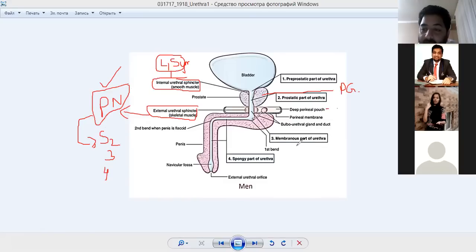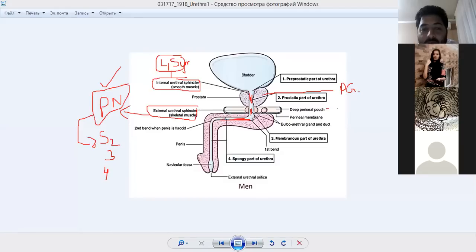Now see here. This is the prostatic part of the urethra. This is the membranous part of the urethra. And this is the spongy or bulbous part of the urethra. Okay, and if you see here, these are the bulbourethral glands. The bulbourethral glands are present in the deep perineal pouch, but their ducts open into the superficial perineal pouch.